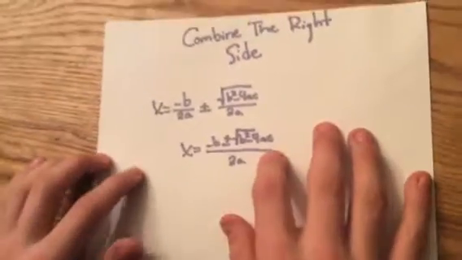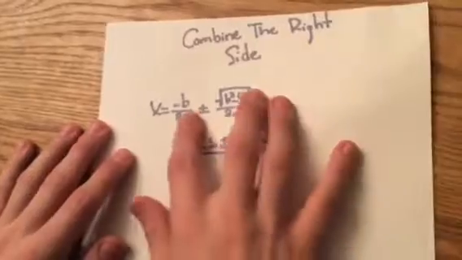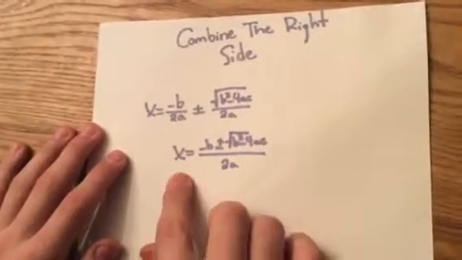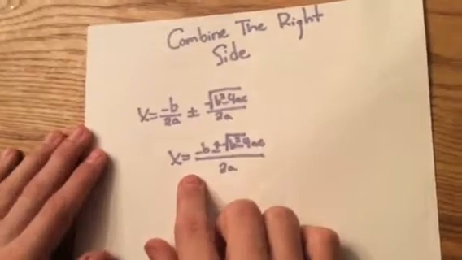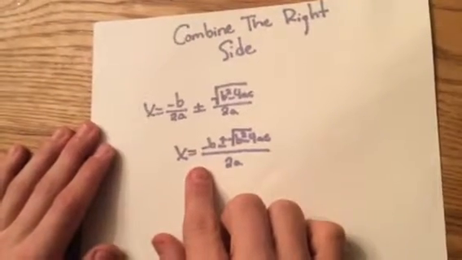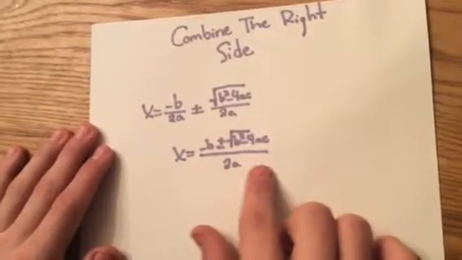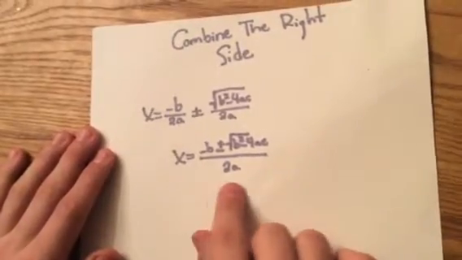Combine the right side. By combining the right side, the equation now looks like x equals negative b plus minus the square root of b squared minus 4ac over 2a.